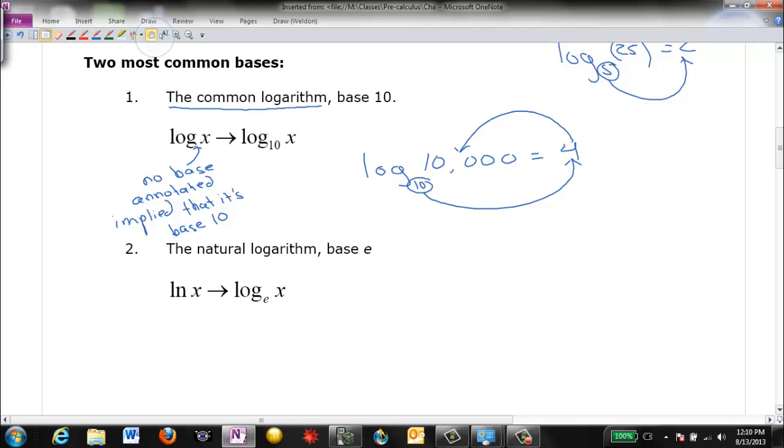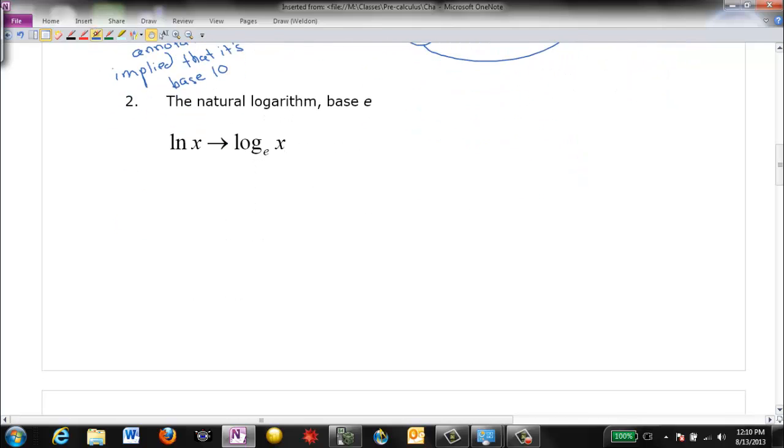All right, the next one is the natural log. The natural log uses a base E. Remember, E is just a number, so you'll see it here. And the way that we annotate a log with a base of E is by writing ln. So ln represents log E. Let me give you a quick example here for this one too.